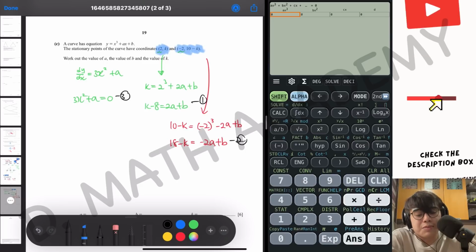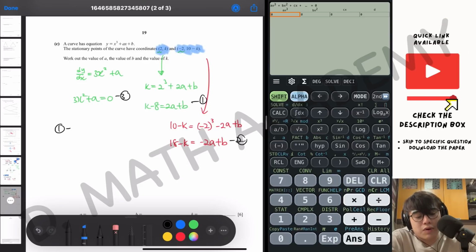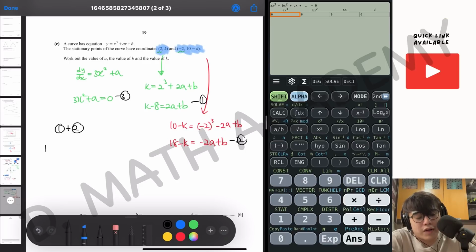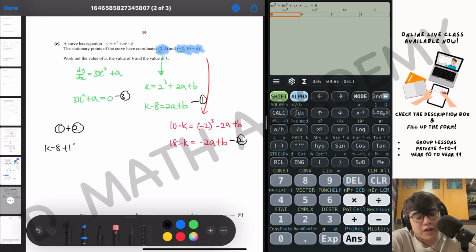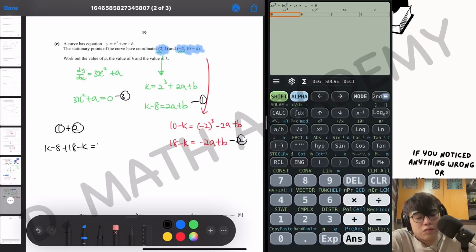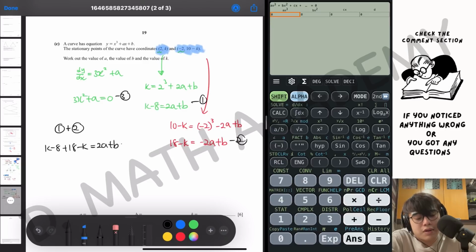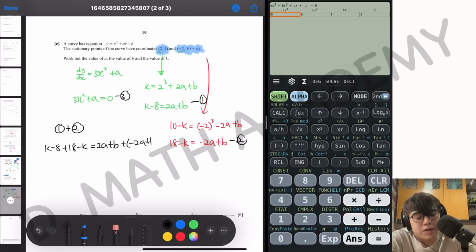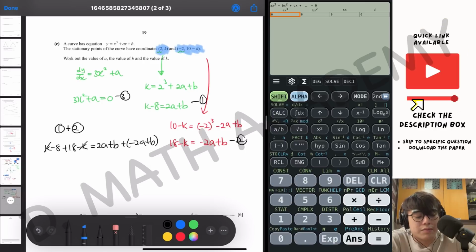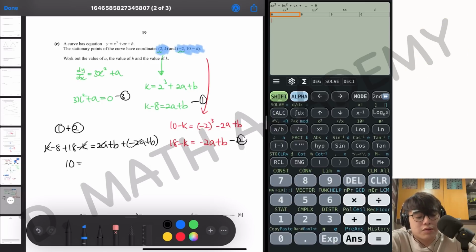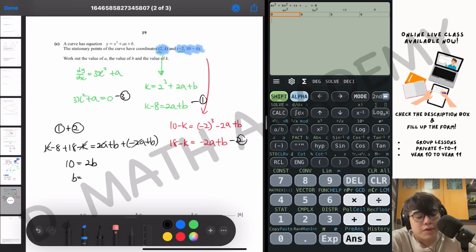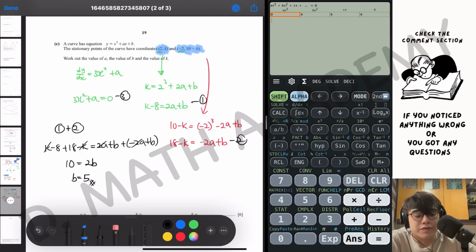I use elimination here by taking 1 plus 2. So you have k minus 8 adding up with 18 minus k, then 2a plus b plus negative 2a plus b. This calculation will help us eliminate most of the troubling terms here. You get 2b, so b should be 5. So I successfully identified one of the results here.